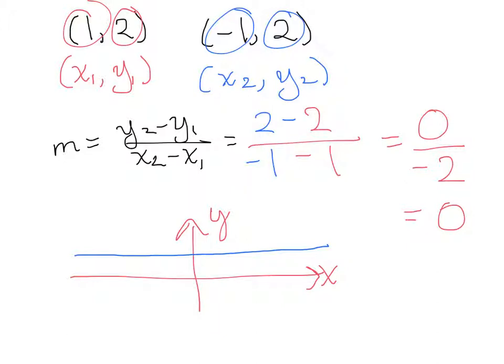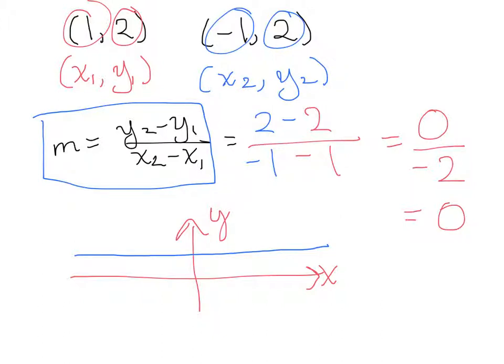So anyway, you get the idea here. We're going to continue to use the same equation, m is equal to y2 minus y1 over x2 minus x1, to determine the slope of lines. And what you get for your answer means something. If it's 0, it will be a horizontal line. If it's a positive number, it will slope upward. If it's a negative number, it will slope downward.